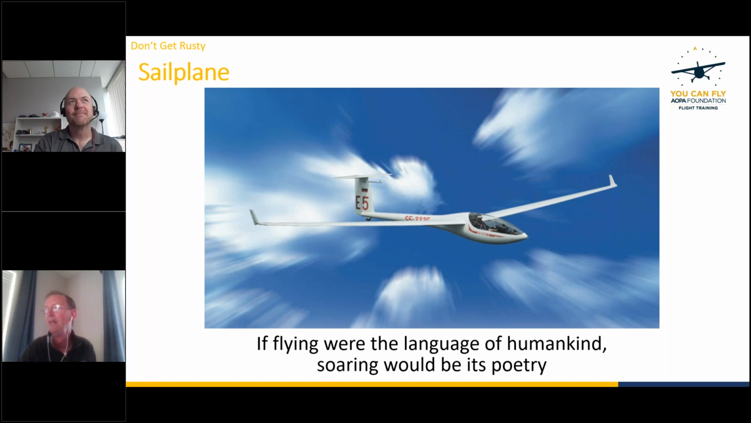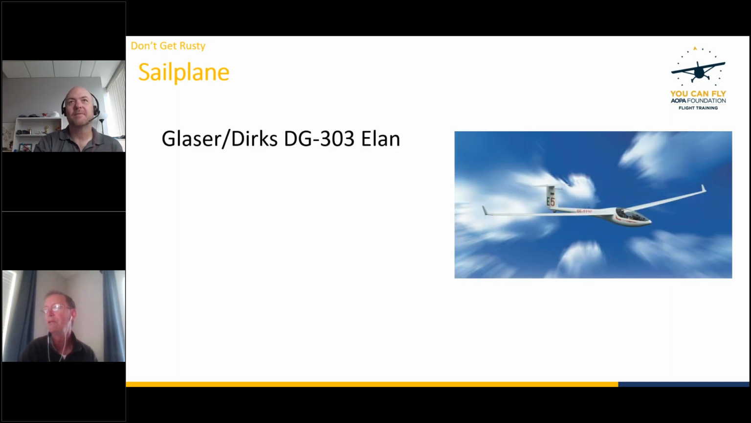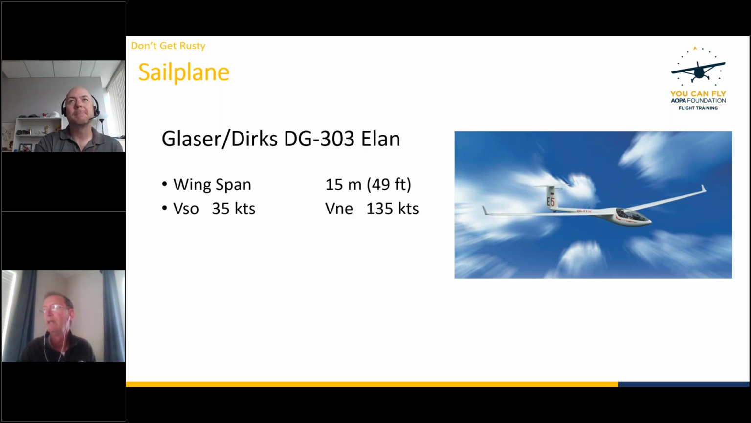This is a Glasflügel DG303. It has a wingspan of 50 feet. And you can see how long and narrow the wings are. That tends to make the wing much more efficient. It'll stall at about 35 knots, but it'll go as fast as 135 knots. So these things are not slow machines. The empty weight is 540. The gross weight is 992.